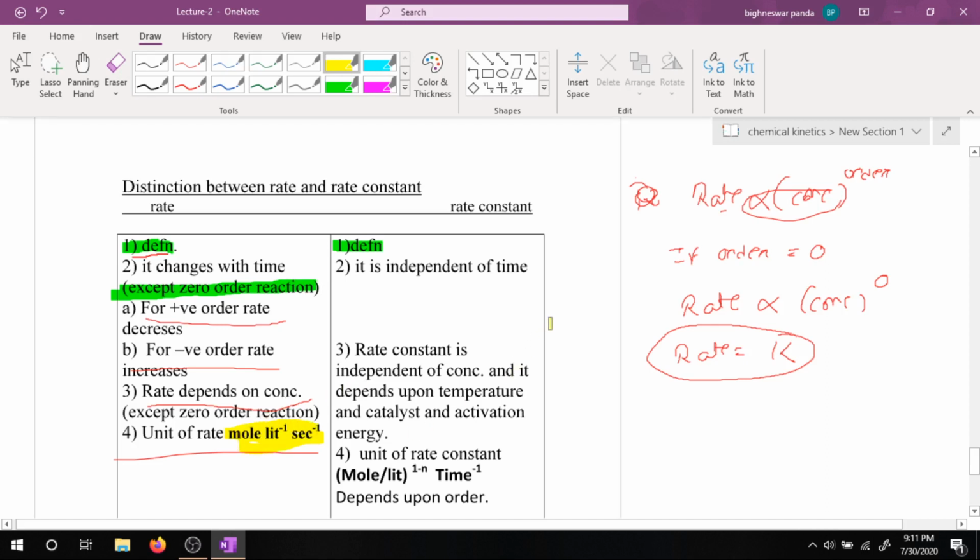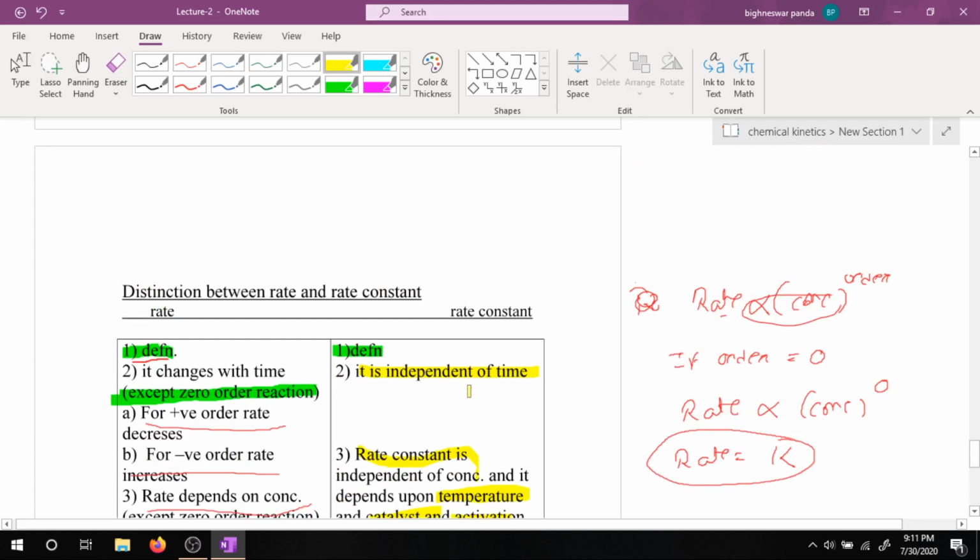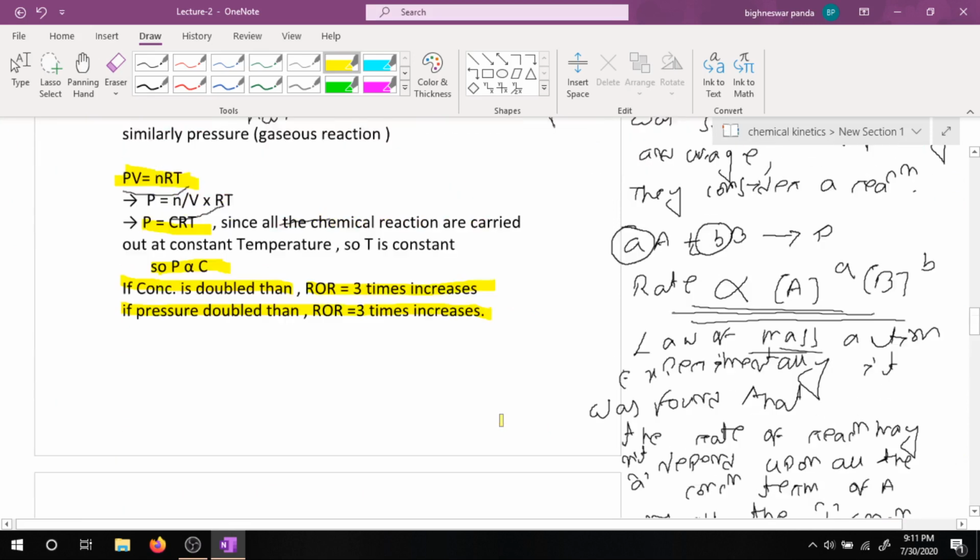Then come to next part, rate constant. It is independent of time, does not depend upon time. Rate constant is independent of concentration, and it does depend upon temperature. Rate constant depends upon temperature, catalyst and activation energy. Next, unit of rate constant. Unit of rate constant is different for different order reaction. This is mole per liter power 1 minus n, that is time power minus 1. So these are all the basic concepts of chemical kinetics.